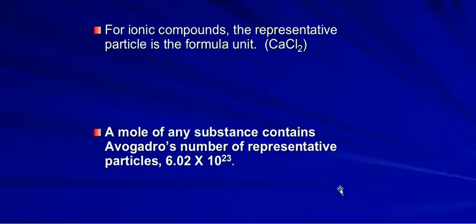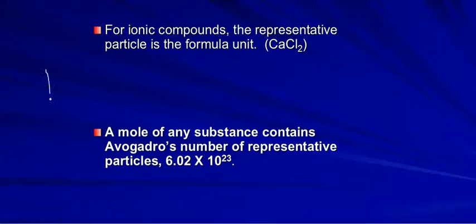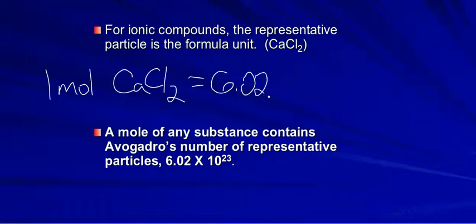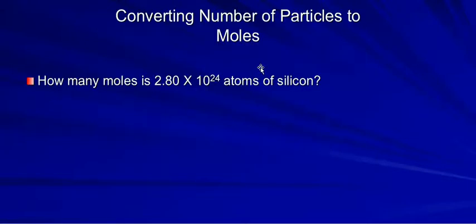And then finally, the representative particle can be a formula unit if it's an ionic compound with a metal in it. So for example, 1 mole of calcium chloride is equal to 6.02 times 10 to the 23rd formula units. So Avogadro's number can refer to atoms or molecules or formula units, and it depends on the substance. Let's look at some problems.